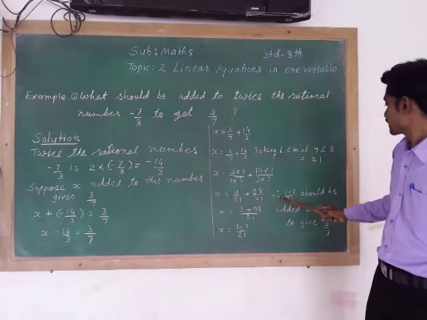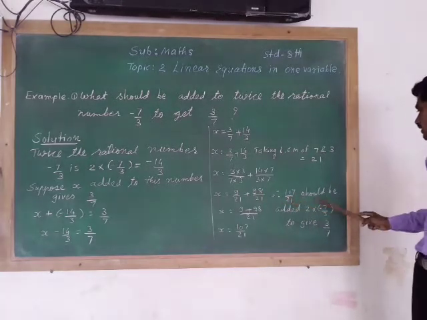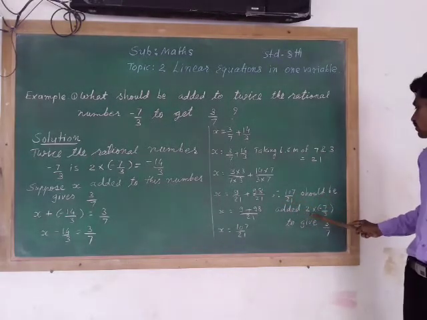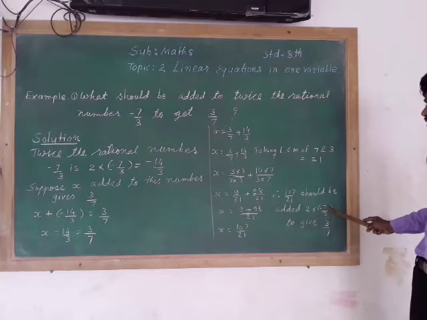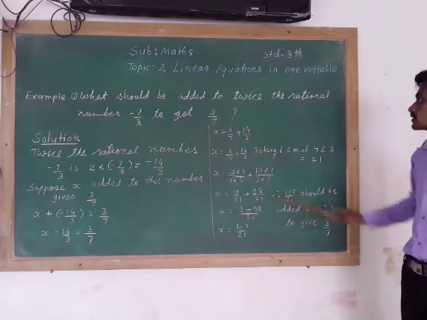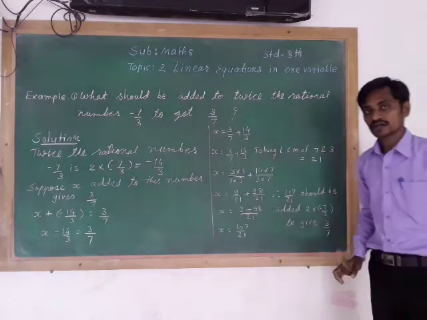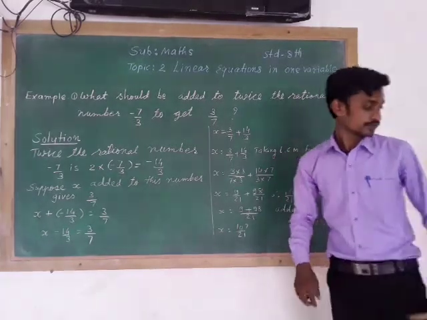So we can say 107 by 21 should be added to twice the number -7 by 3 to get 3 by 7. Understood this sum? Okay.